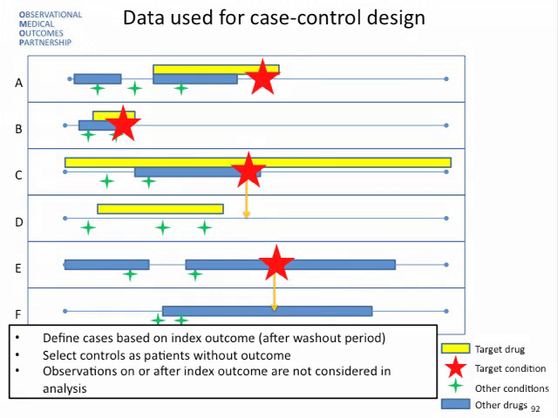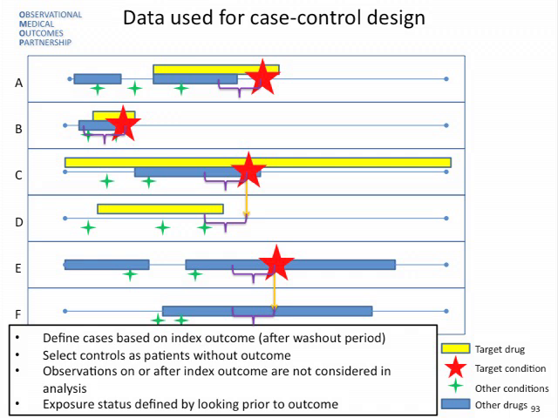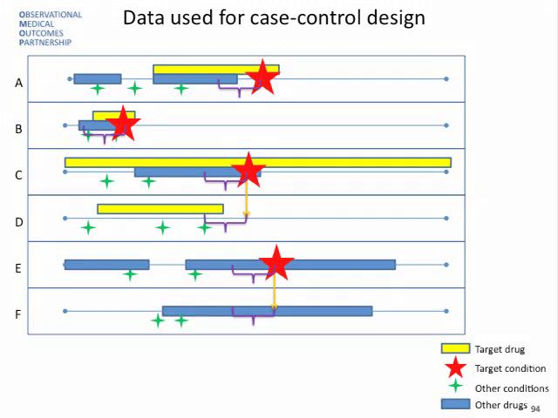We ignore observations that occur after this index event. They don't come into the analysis, and they're usually not considered. We look back for some window of time to look at their exposure status, and that is a comparable look-back period for both cases and controls. And from there we have our case control study.